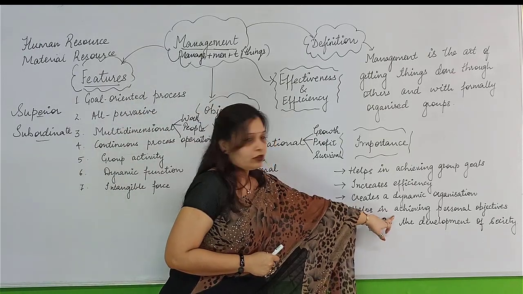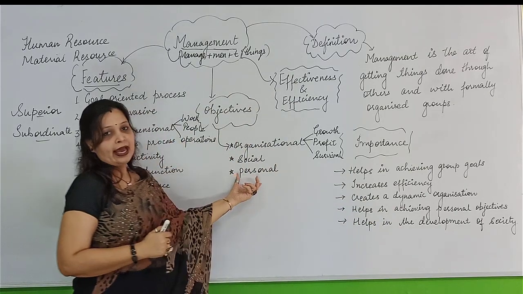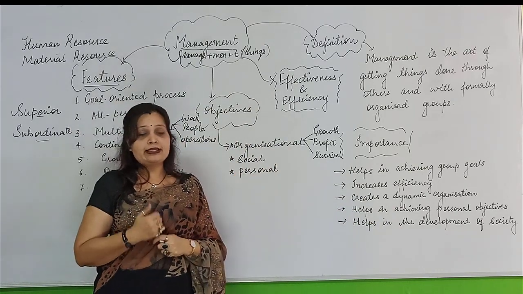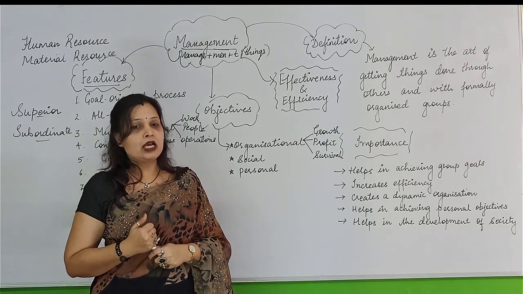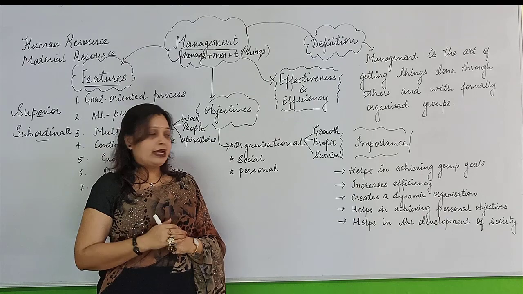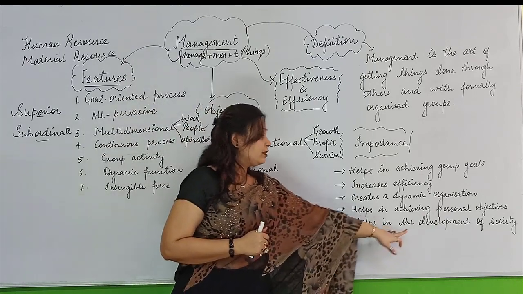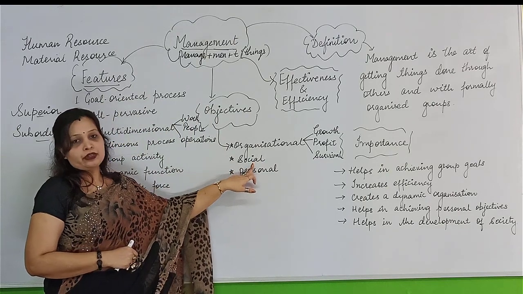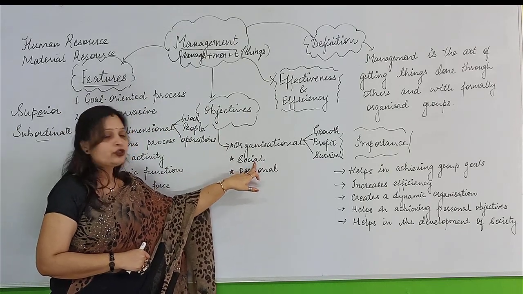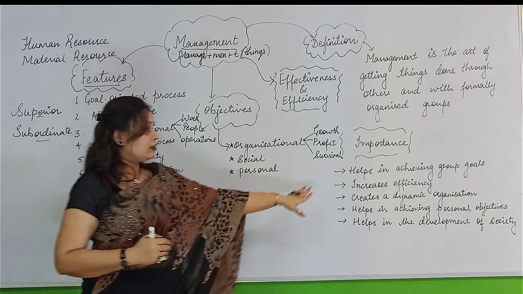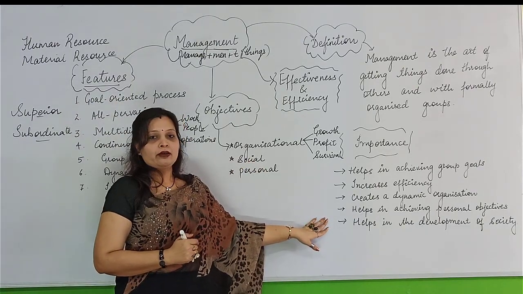Helps in achieving personal objectives. Whatever personal objectives we have, like fulfilling our financial needs, fulfilling our social needs, and also fulfilling our higher level needs, all these can be done only if we work in an organization with good management. And the last is, helps in the development of society. When we are fulfilling all the social responsibilities, we are fulfilling all the social objectives, the society also grows. So all these can be achieved only if we have good management.